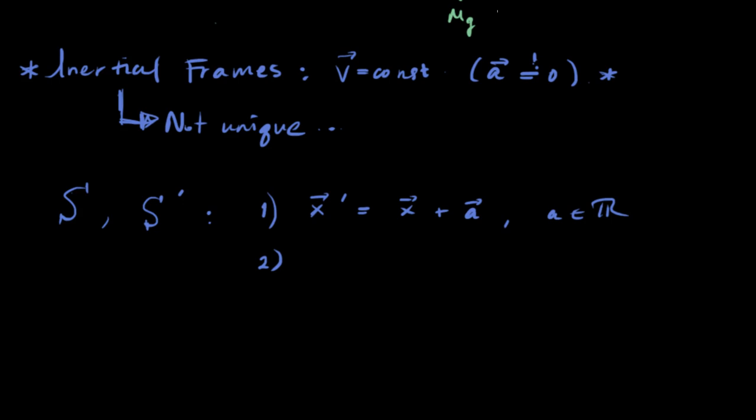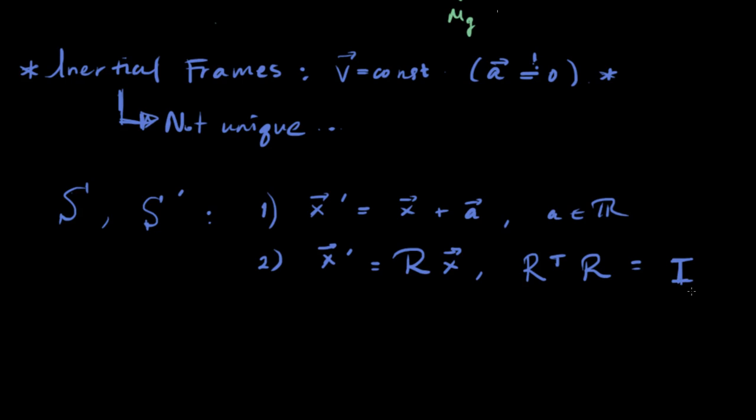What else can I do? I can do a rotation, which would be X prime equals some rotation matrix R times X. And this could be a rotation about the X axis, the Y axis, the Z axis, or a combination of axes. Because who's to tell me that if I tilt my head 30 degrees, I won't see the same physics as you? It's still an inertial frame, right? And these R matrices are actually special because they're rotation matrices. In fact, we'll show later when we do a little bit about group theory that rotation matrices obey the following rule: the transpose times the regular matrix is the identity. That's just a little thing about rotation matrices.